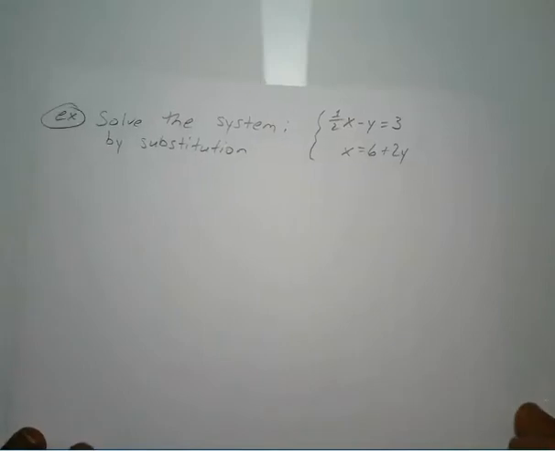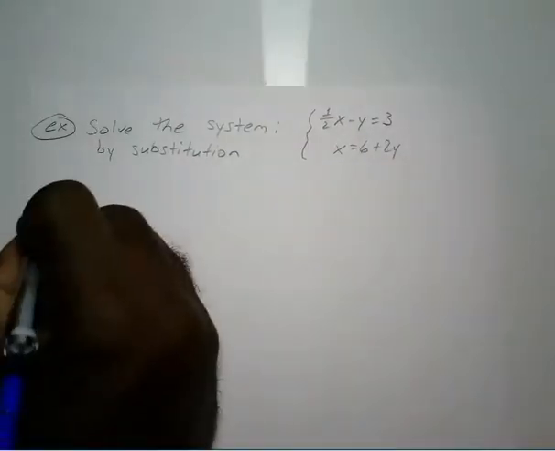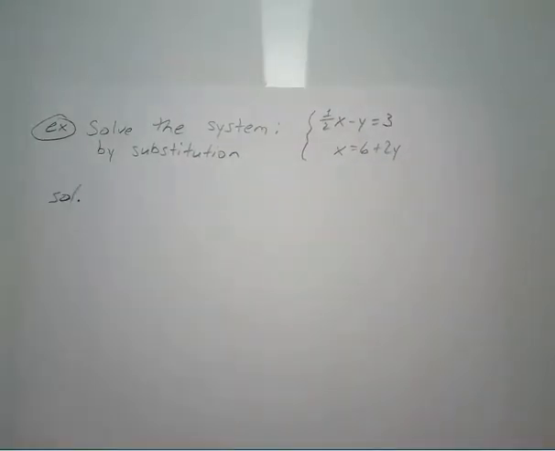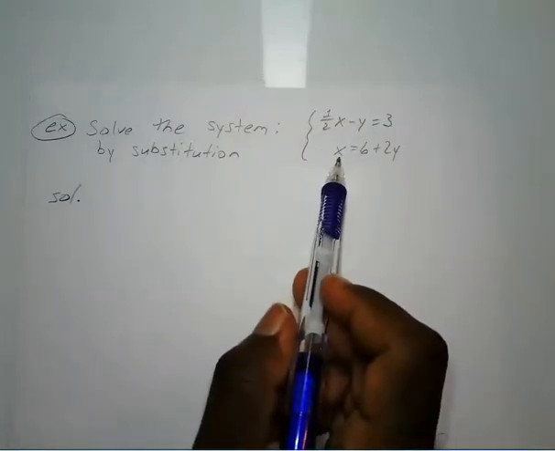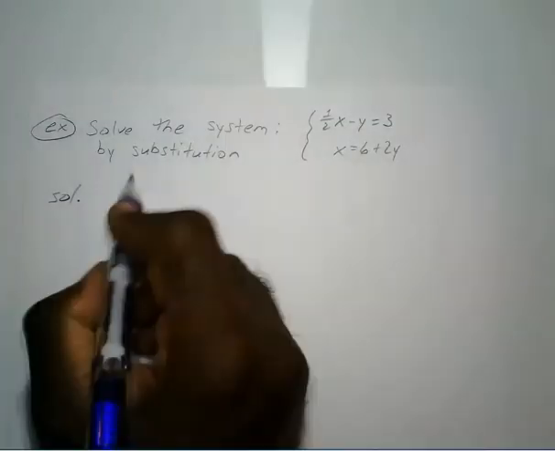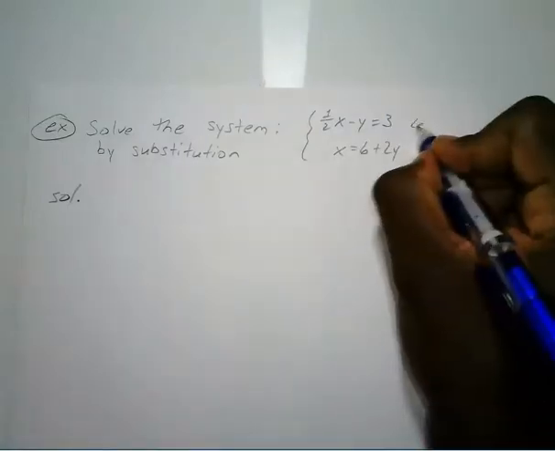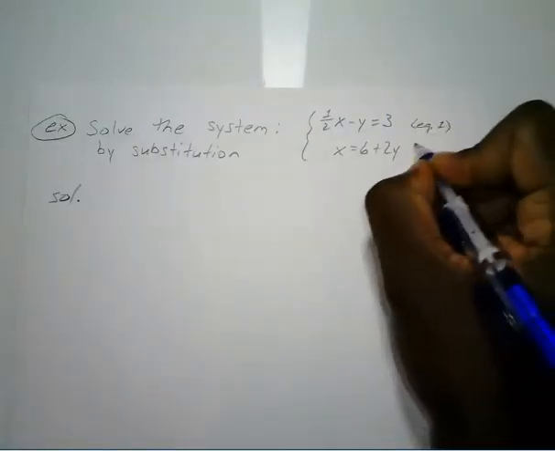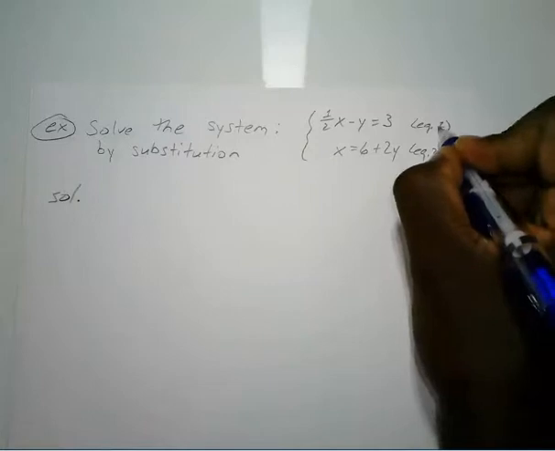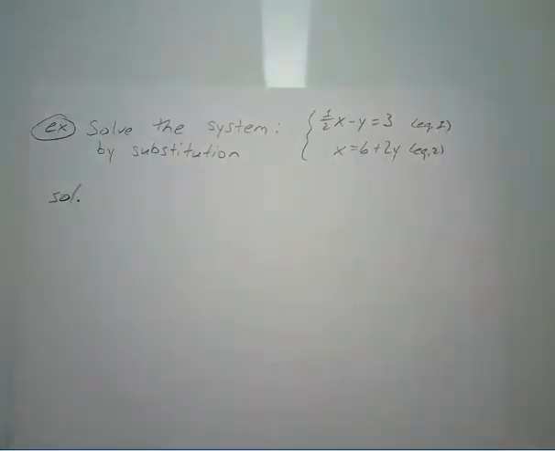Alright, so let me straighten that up. So if we're going to go ahead and solve this one, here, the x is already by itself. And remember, this is our equation 1 and equation 2. You don't have to put equation 1 and 2. I just do it for clarity. Make sure everything's nice and clear.